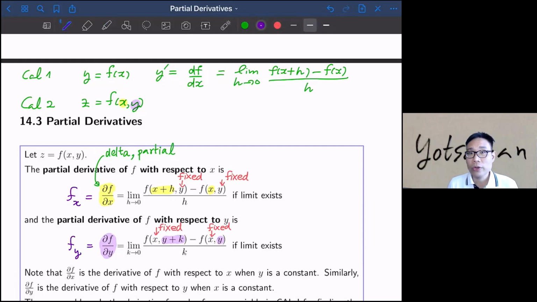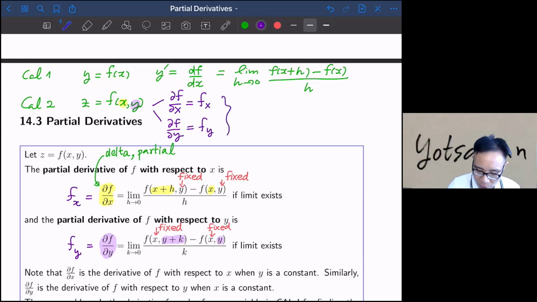So it's gonna be df dx and df dy that we gonna have for partial derivatives. So it's gonna be two derivatives, df dx and df dy, and the notation is f sub x and f sub y, and both of them are called partial derivatives.